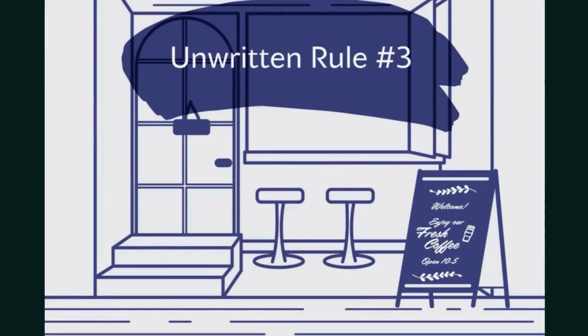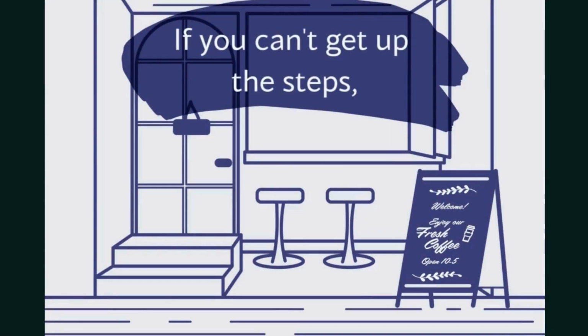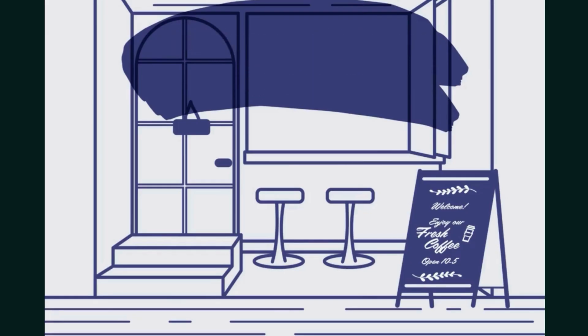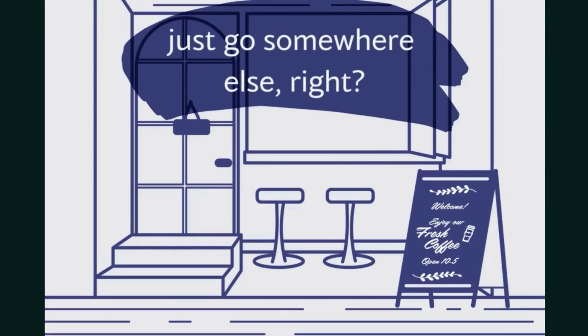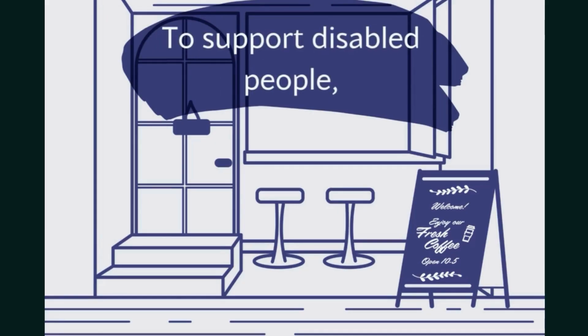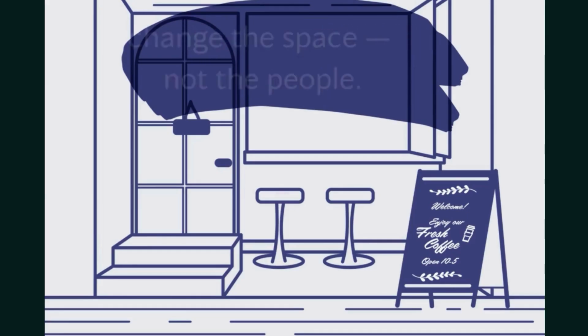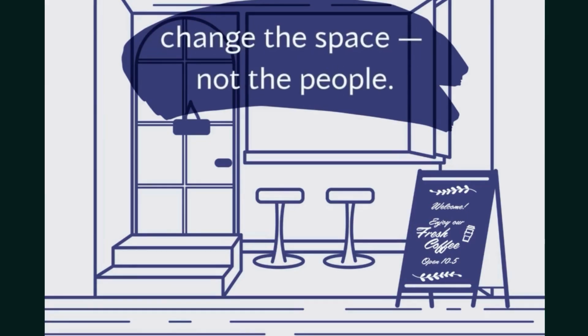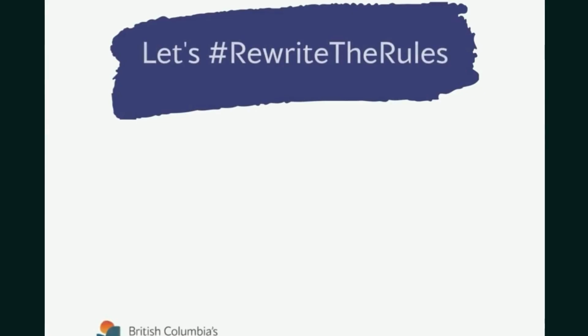Unwritten rule number 3. If you can't get up the steps, just go somewhere else, right? Wrong. To support disabled people, change the space, not the people. Let's #rewrite the rules.